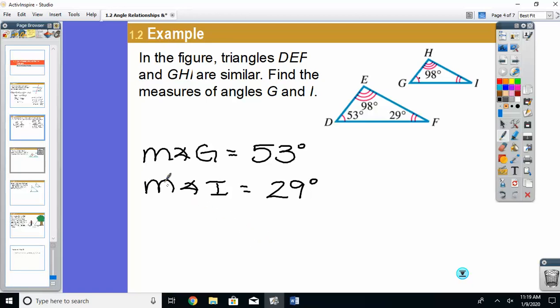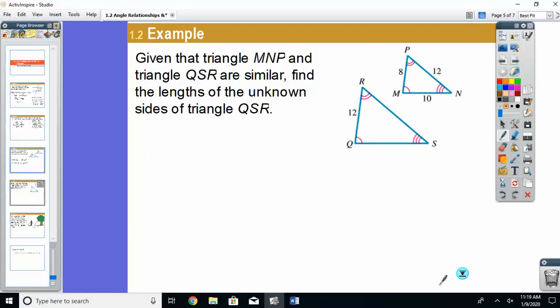Let's do an example involving their sides then. I'll give you a second if you want to draw those pictures in your notes. So we know that MNP and QSR are similar triangles. Find the lengths of the unknown sides in triangle QSR. So if we just want to use our notation, since this is angle Q, this would be side Q over here. This would be side R. So we're looking for those two things. How could we find them?